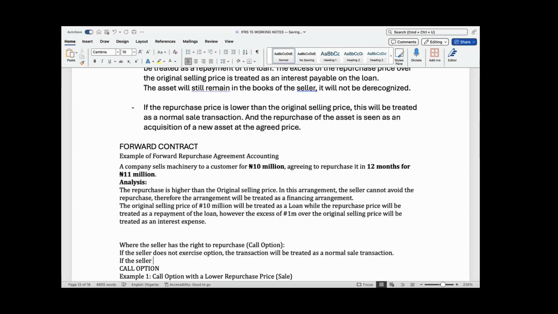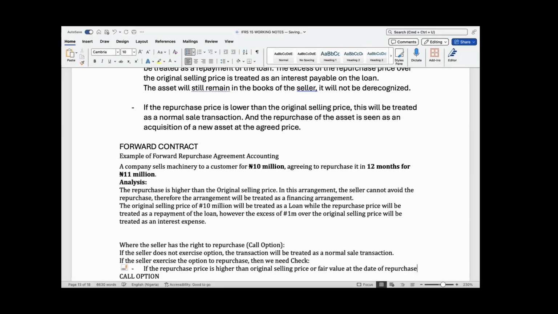But if the seller exercises the option to repurchase, then we need to check that if the repurchase price is higher than the original selling price, or the fair value at the date of repurchase, the transaction will be treated as a financing arrangement.